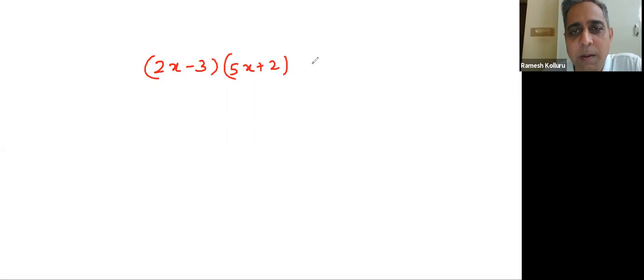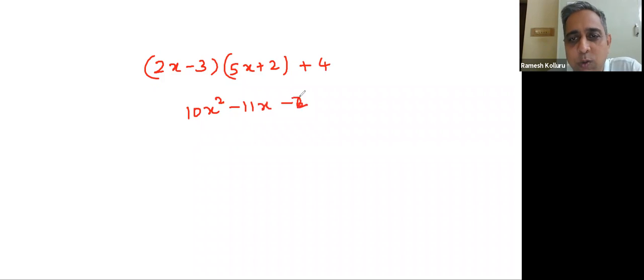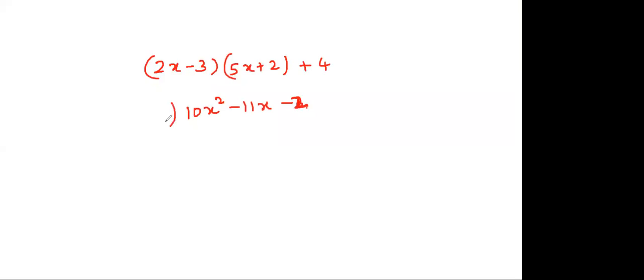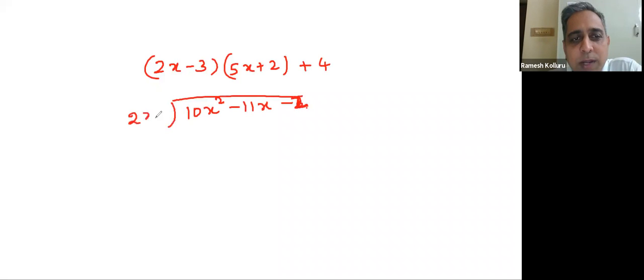I will simply tell you, let us take 2x minus 3 into 5x plus 2 plus 4. Suppose something like this. So my product will be 10x squared, and then minus 4 plus 15 is minus 11x, minus 6 plus 4 is minus 2. Right? So this is my dividend. When I divide this by 2x minus 3, my quotient is 5x plus 2 and my remainder is 4.